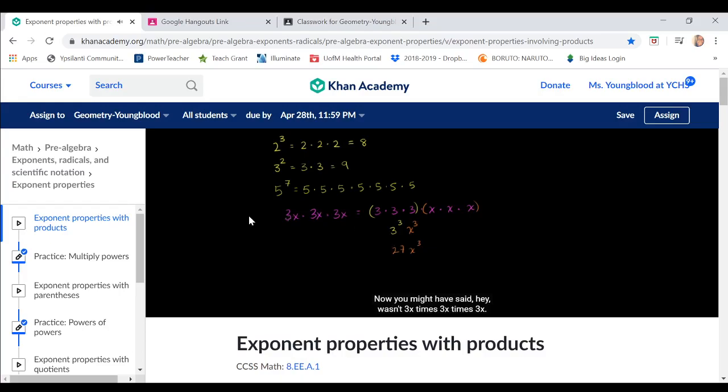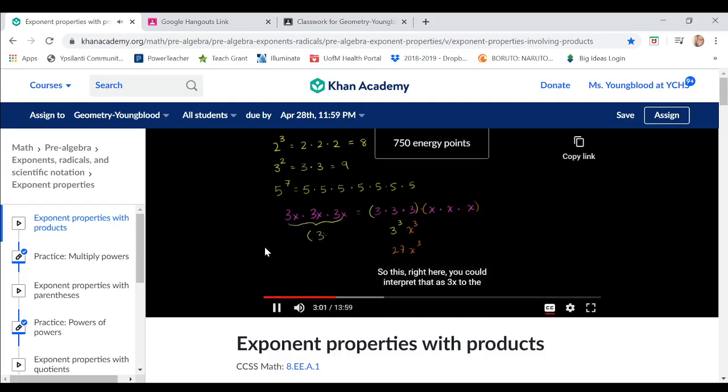Now you might have said, hey, wasn't it 3x times 3x times 3x? Wasn't that 3x to the third power? Right? You're multiplying 3x times itself 3 times. And I would say, yes, it is. So this right here, you could interpret that as 3x to the third power. And just like that, we stumbled on one of our exponent properties.